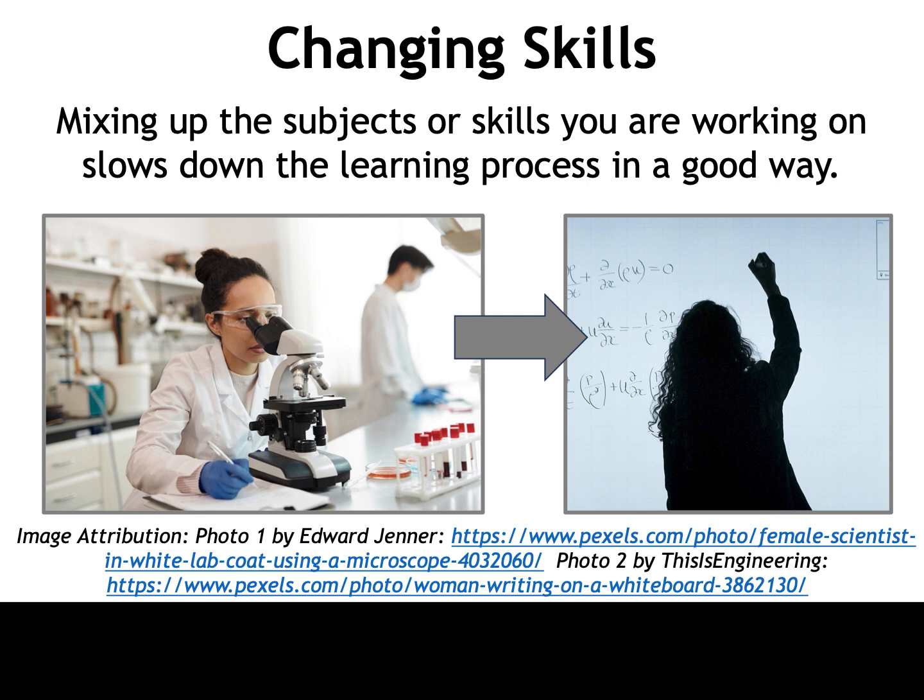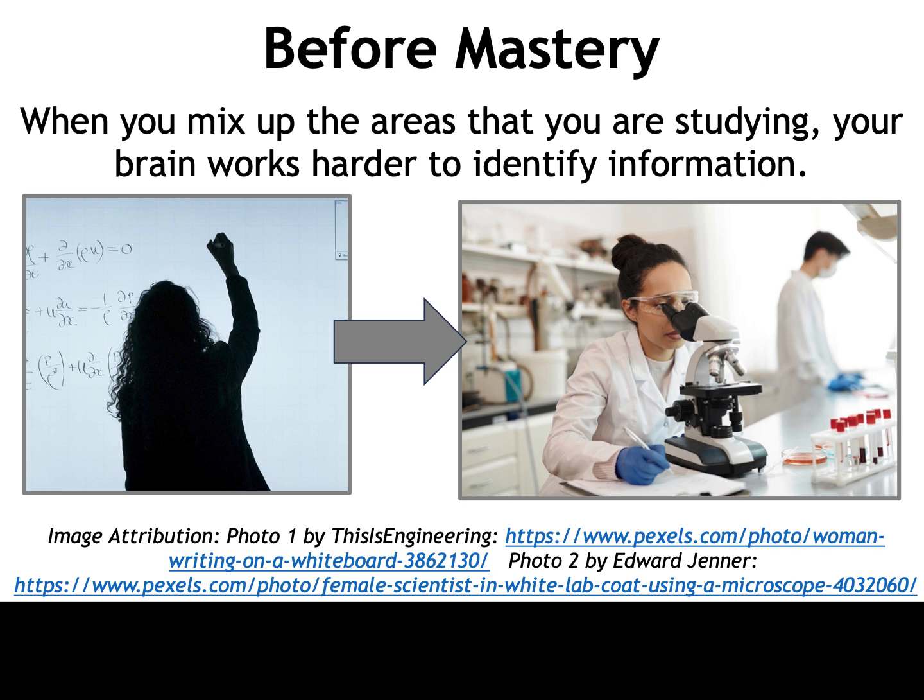A second group mixed up the different types of math problems as they were studying. The second group, the group that mixed up the type of math problems, did better on the test a week later than the group that practiced one skill until it was mastered. Even though the first group did better right after the studying was complete, when you mix up the areas that you are studying, your brain has to work harder to identify information.